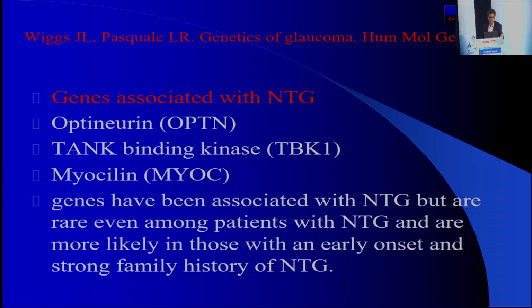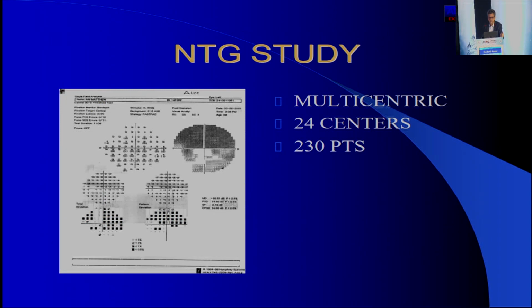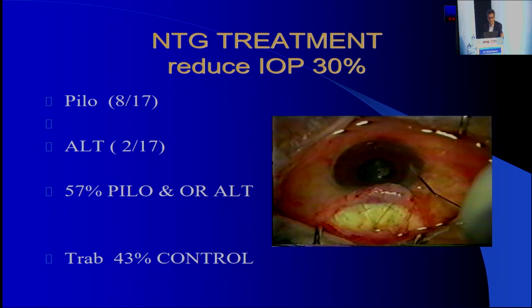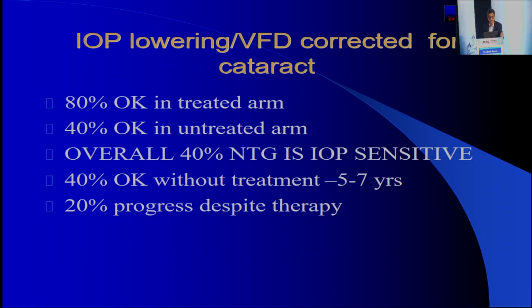There are at least 3 genes associated, but frankly speaking, they are very, very rare even in those cases. So really, one wouldn't be able to do anything clinically with that. As far as the NTG study was concerned, the interesting factor was that 80% were okay in the treated arm. 40% were okay in the untreated arm. Overall, 40% of NTG is IOP sensitive. 40% was okay without treatment, and 20% will progress even if you treat.